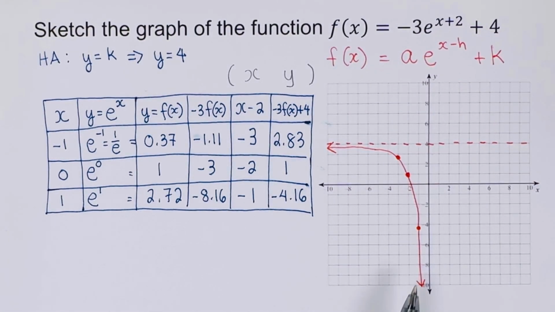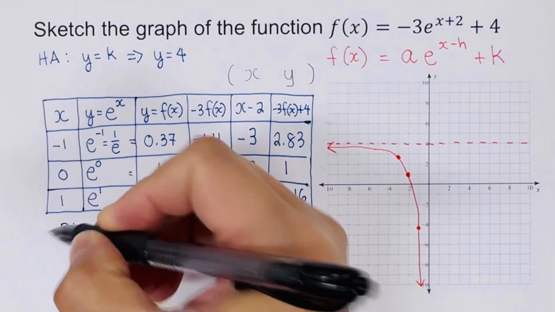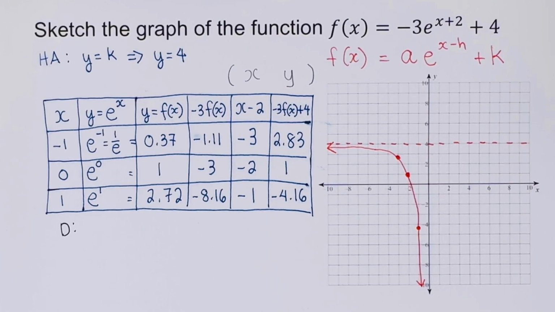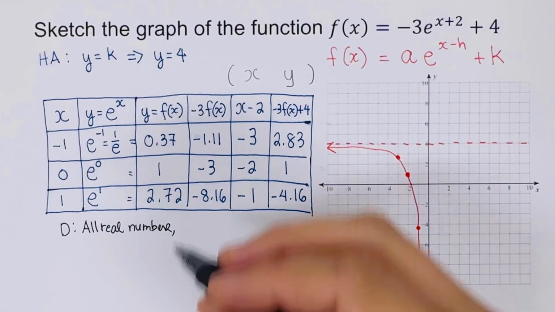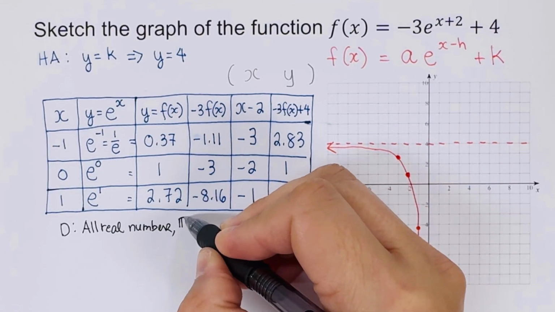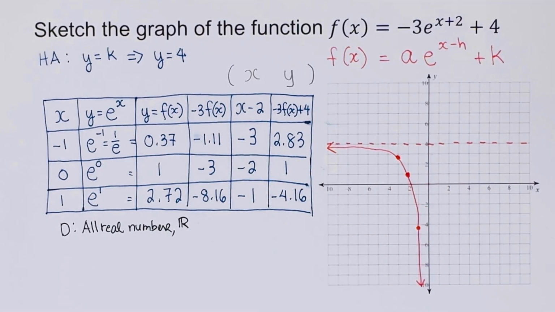So this is the graph of this function that we have right here. So we go ahead and determine the domain and range for this. The domain for this graph would be all real numbers. All real numbers can be represented by this notation right here, R.